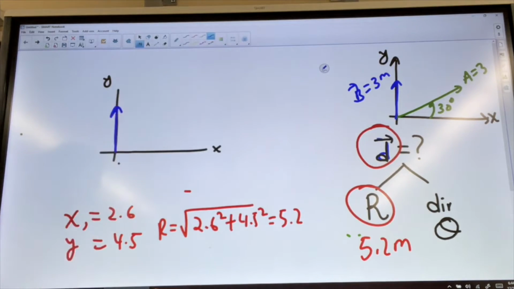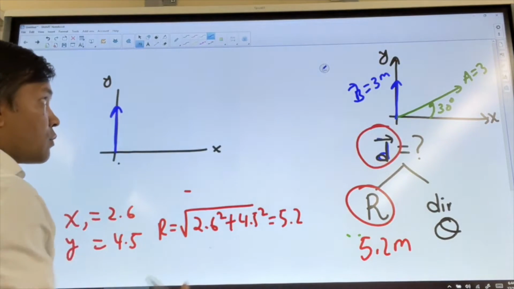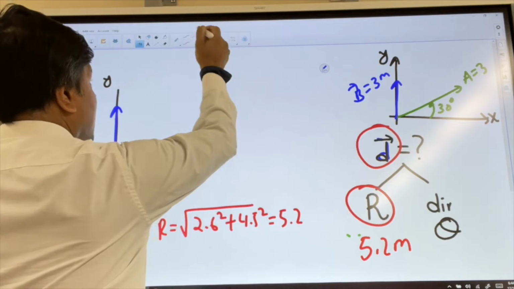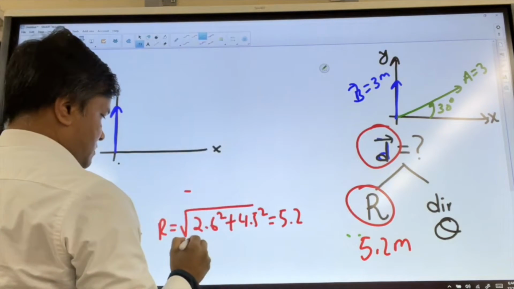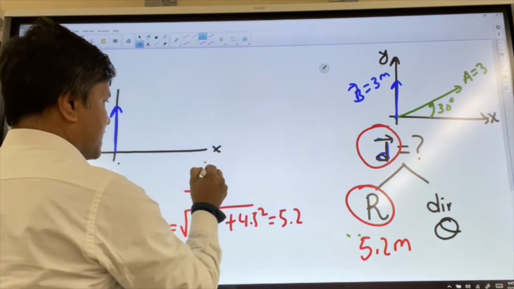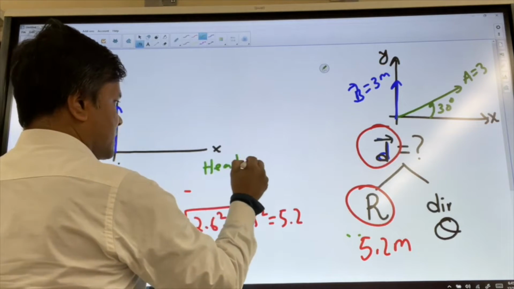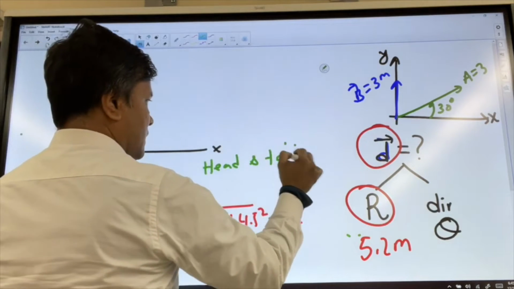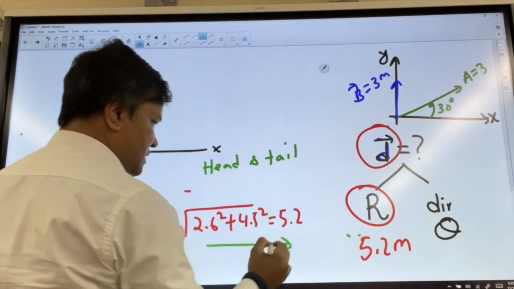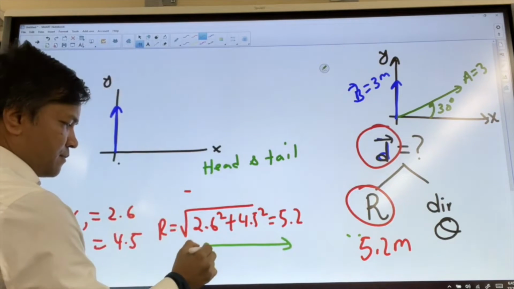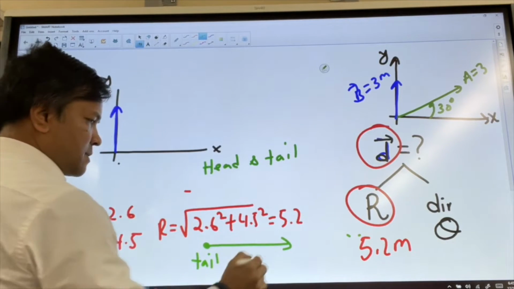Now we're going to use something called head and tail. What do I mean when I say head and tail? We're going to be discussing the head and tail method. All right, so this is a vector. This vector has a tail, and this vector also has a head.